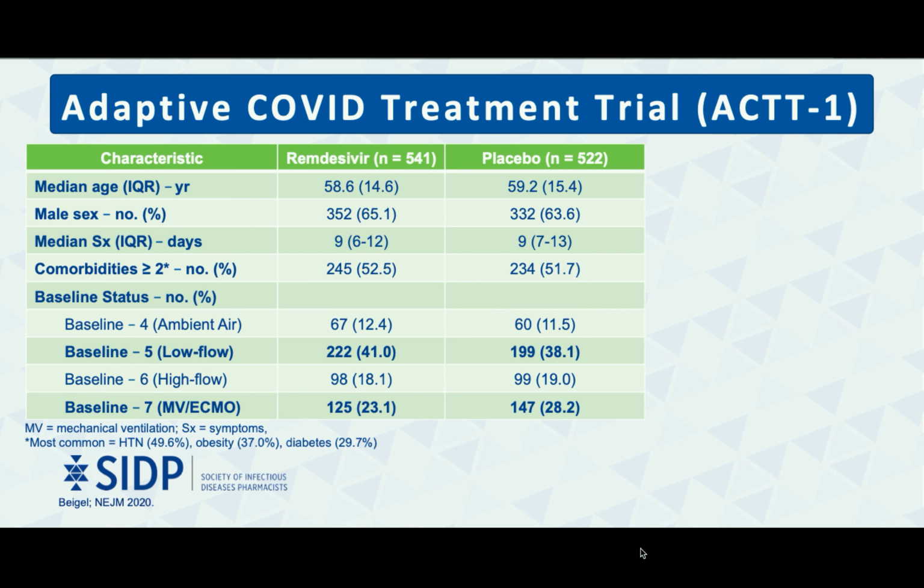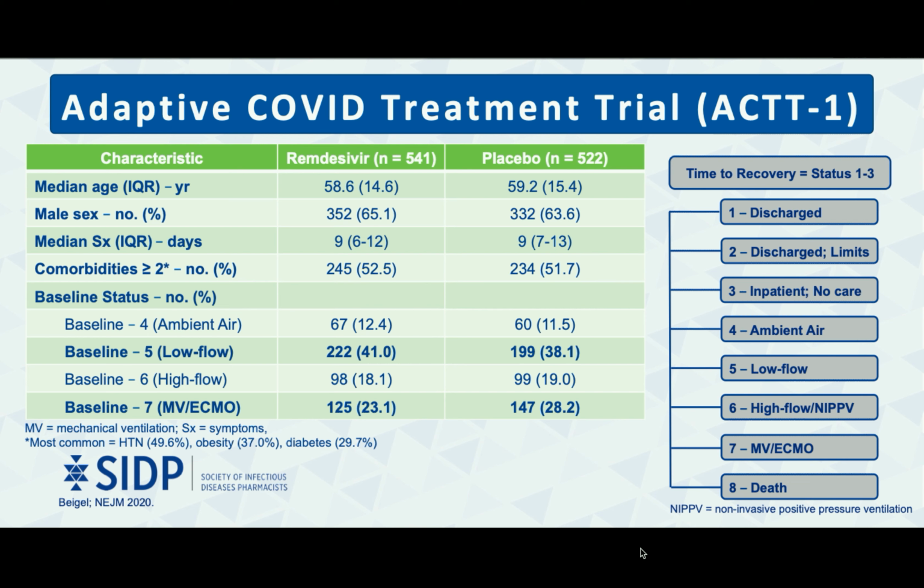For baseline clinical status, the most common baseline category was category 5, or patients requiring low flow oxygen supplementation at baseline. This made up about 40% of patients in both arms. This was followed by category 7, or patients requiring mechanical ventilation or ECMO, which comprised 23% of the patients in the remdesivir arm, and slightly more in the placebo arm at 28%. Importantly, analyses were stratified for baseline clinical status to even out these slight differences between arms.